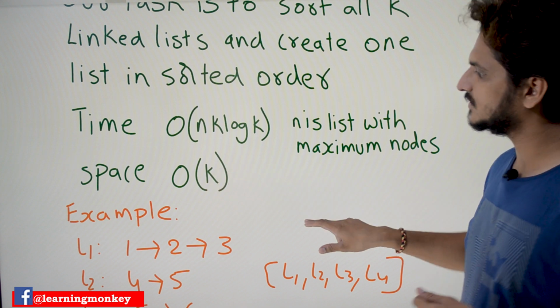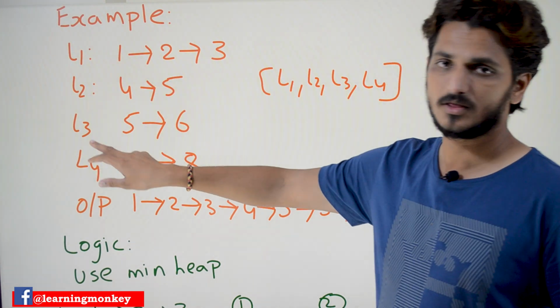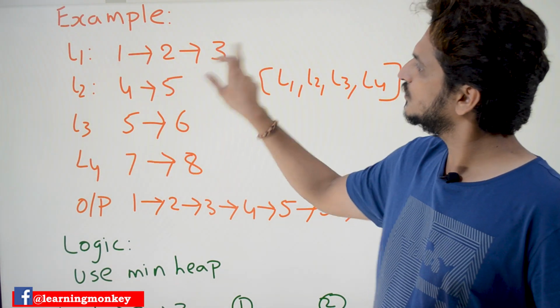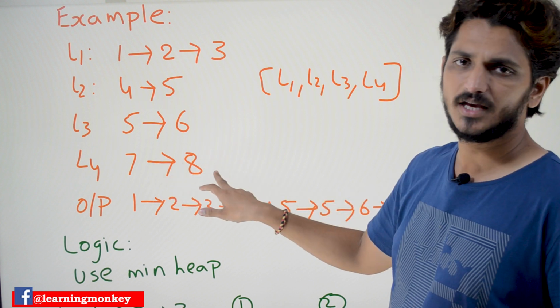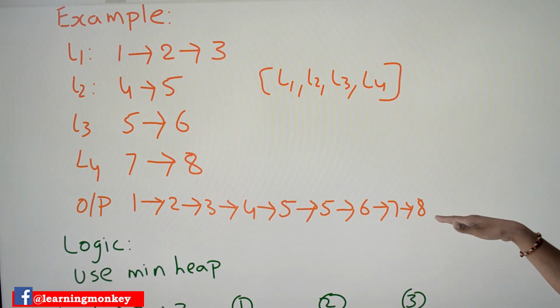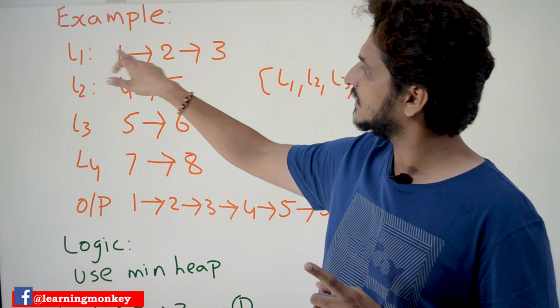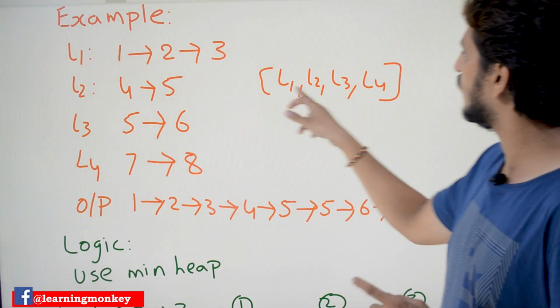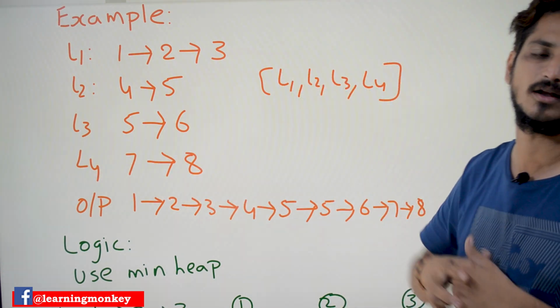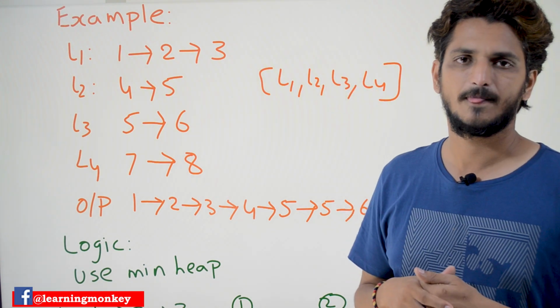Coming to the logic part, let's try to understand with an example. L1, L2, L3, L4 are the lists: 1, 2, 3, 4, 5, 5, 6, 7, 8. You have to create a list of 1, 2, 3, 4, 5, 5, 6, 7, 8. The starting addresses of the linked lists L1, L2, L3, L4 are provided in an array to your function.